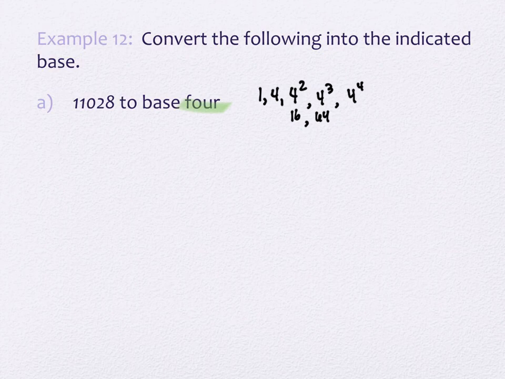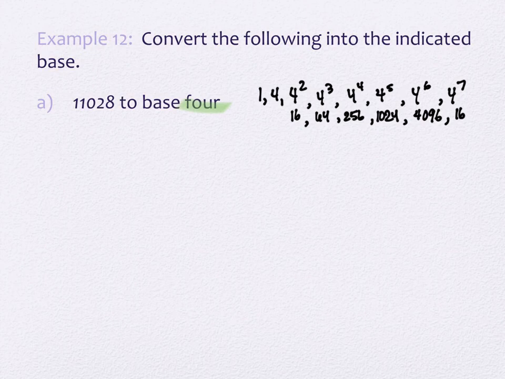And then we have 4 to the 4th. What's 4 to the 4th? 256. Okay, I'm trying to get close to 11,000. That's my goal. Then I have 4 to the 5th. 1,024. We're getting closer. 4 to the 6th. 4,096. And what is 4 to the 7th? 16,384. Okay. And I'm going to stop.